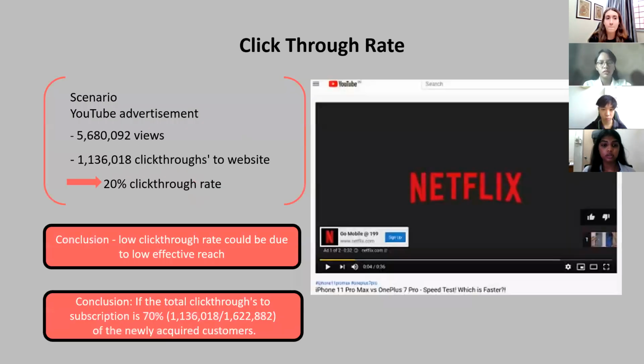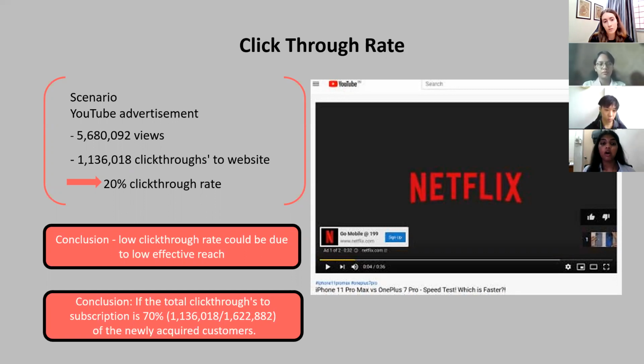For example, if a Netflix advertisement on YouTube has 5.6 million views in a month, but the number of click-throughs were only 1.1 million, that would give a 20% click-through rate, which means that the advertisement has a low efficiency rate. This could be due to the low effective reach. A possible solution could be for Netflix to improve and optimize their advertising schedule and frequency to increase the effective reach rate.